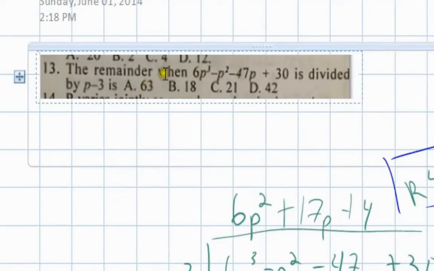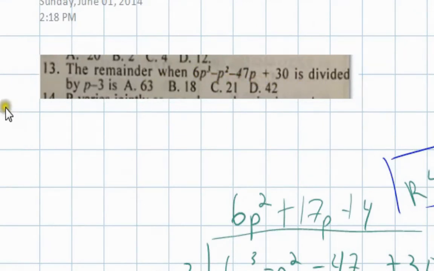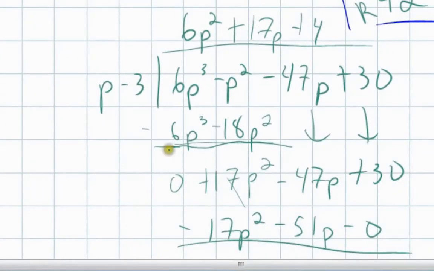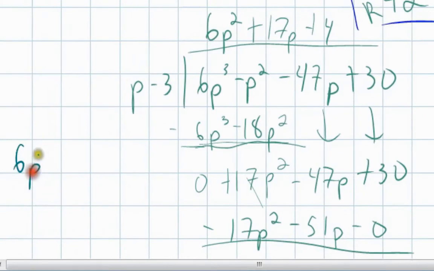Question 13 says that the remainder when 6p cubed minus p squared minus 47p plus 30 is divided by p minus 3 is, and it wants us to solve for the remainder. So the first thing we need to do is do the division. So I've written out what they said here, and so the first thing I've done was I said how many times does p go into 6p cubed. So what I did was I said, well, that's 6p squared, because if I take 6p squared times just p, I will find myself with the answer 6p cubed, and that's what I was looking for.